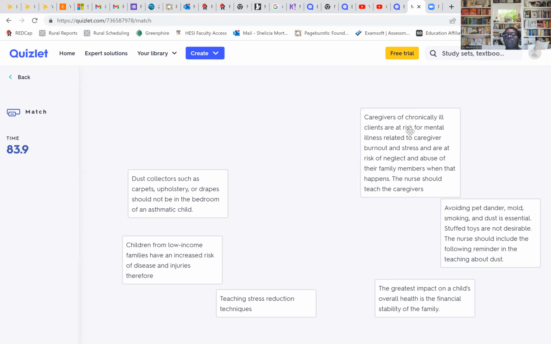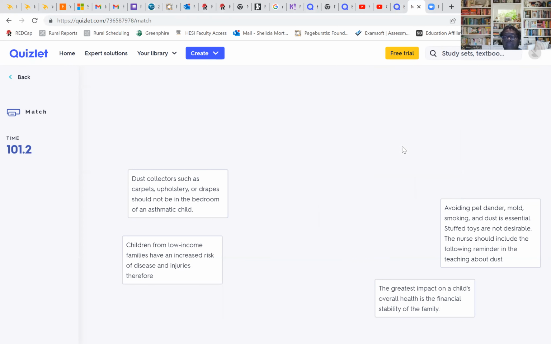So caregivers of chronically ill clients, we want to keep the caregivers healthy because they're the ones taking care of the chronically ill. But you should teach them, the caregiver, stress reducing techniques so they're able to cope. So the greatest impact on a child's overall health is the financial stability of the family. Children from low-income families have increased risk of disease and injuries. Therefore, the greatest impact on a child's overall health is financial stability of the family.